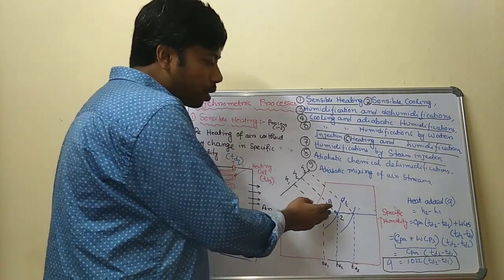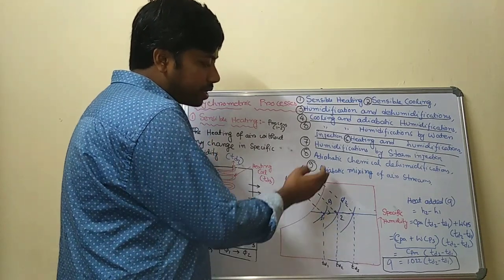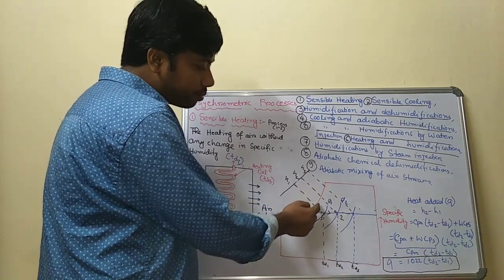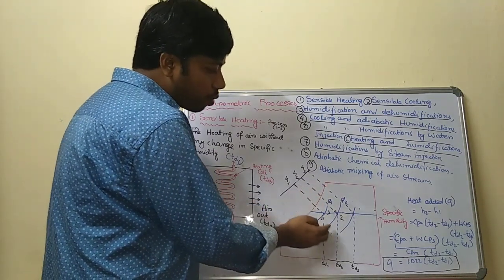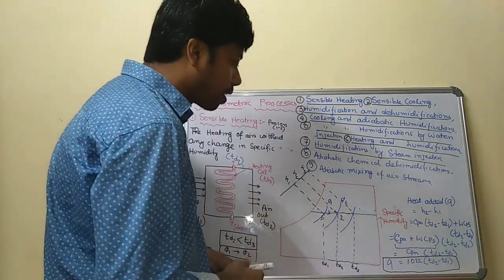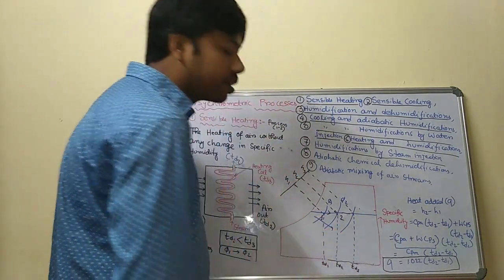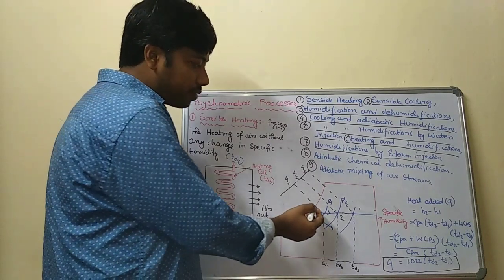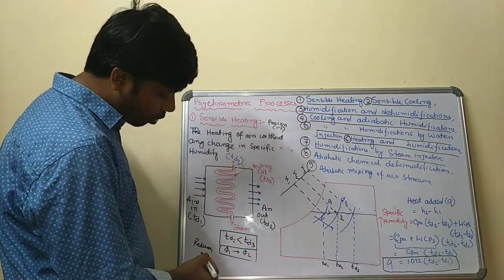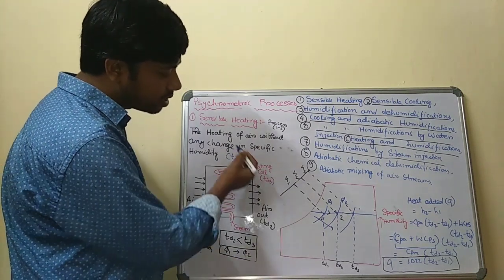Now as you go from process 1 to 2, as you know, this is the saturation line, the constant pressure line, where the relative humidity is 100%. As you go downwards, in this direction, the relative humidity decreases. So phi1 decreases to phi2 in this sensible heating process.